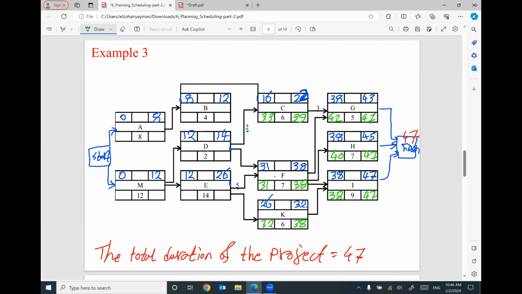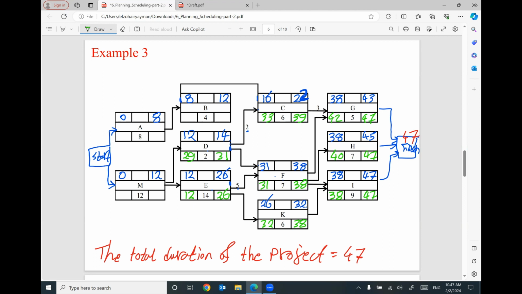For activity E, we have two arrows coming back. The first one from F, 31 minus 5 will be 26. The second one will come back with 32. I'm going to use the smallest number, 26. Minus 14 will be 12. For activity D, we have two arrows coming back. One will bring 31, and this one will bring 33 minus 2, which will be 31 also. Which one am I going to use? Both of them are the same, but by the way, I'm going to use the smallest one, 31. So 31 minus 2 will be 29.